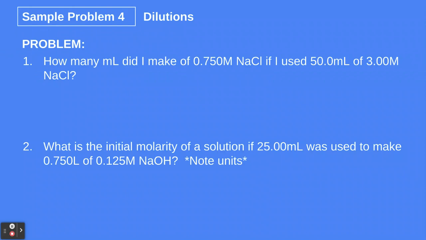Now these ones: how many milliliters did I make of 0.750 molar sodium chloride if I use 50 milliliters of the 3 molar sodium chloride? And then, what is the initial molarity of a solution if 25 milliliters was used to make 0.75 liters of 0.125 molar sodium hydroxide?